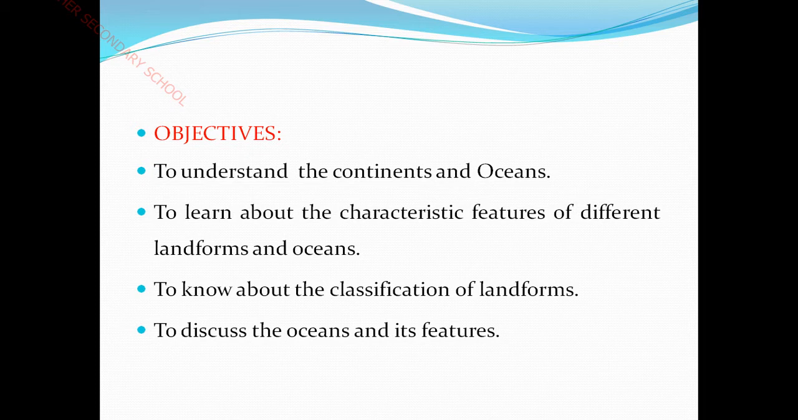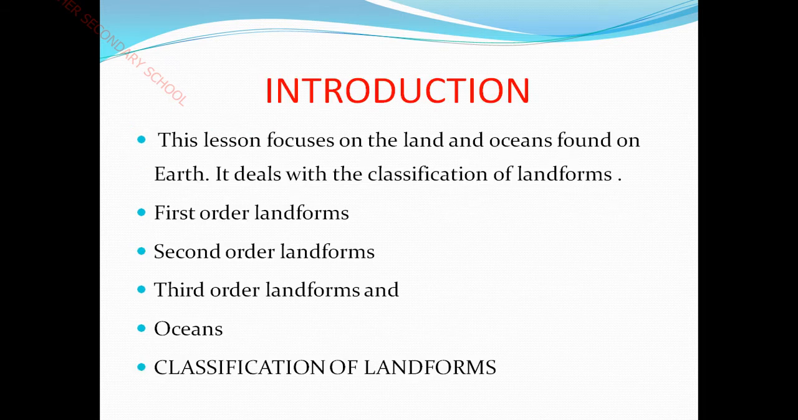Last, you are going to discuss along with me the ocean and its future. We are going to discuss the subtitle, oceans and its future. Children, these are all the main concepts that you are going to learn. Next, the introduction. This lesson focuses on the land and oceans found on earth, and it deals with the types of landforms. The types of landforms are in three categories: first order landforms, second order landforms, and third order landforms. Very detailedly you are going to see in the next slides.